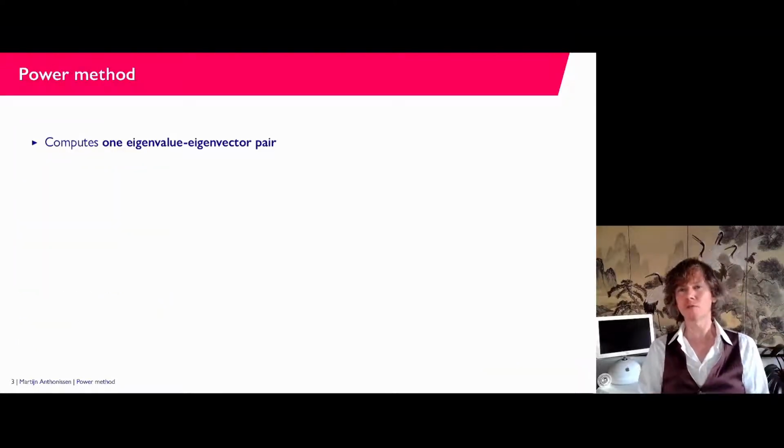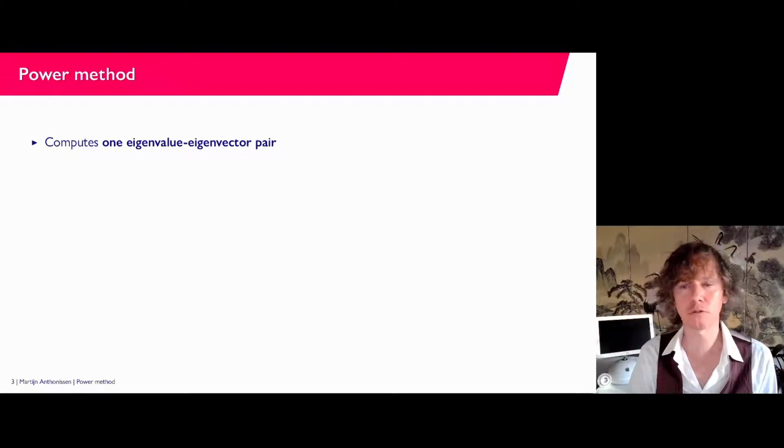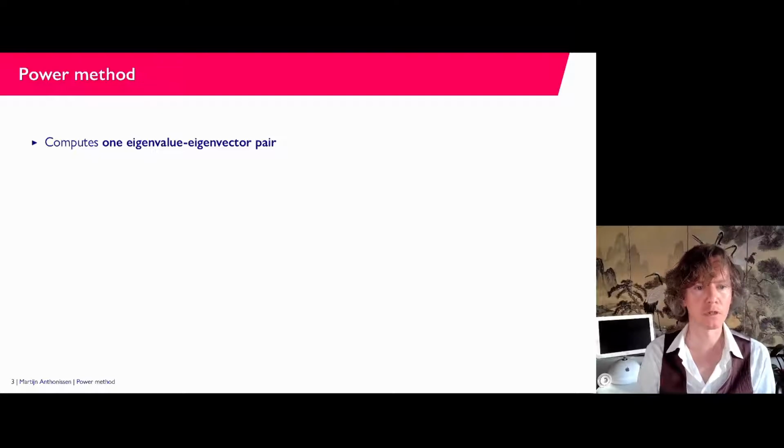First, a couple of characteristics. So just properties of the power method before we actually study it. It computes one eigenvalue-eigenvector pair. So performing the method will give us one of the eigenvalues, plus the corresponding eigenvector.